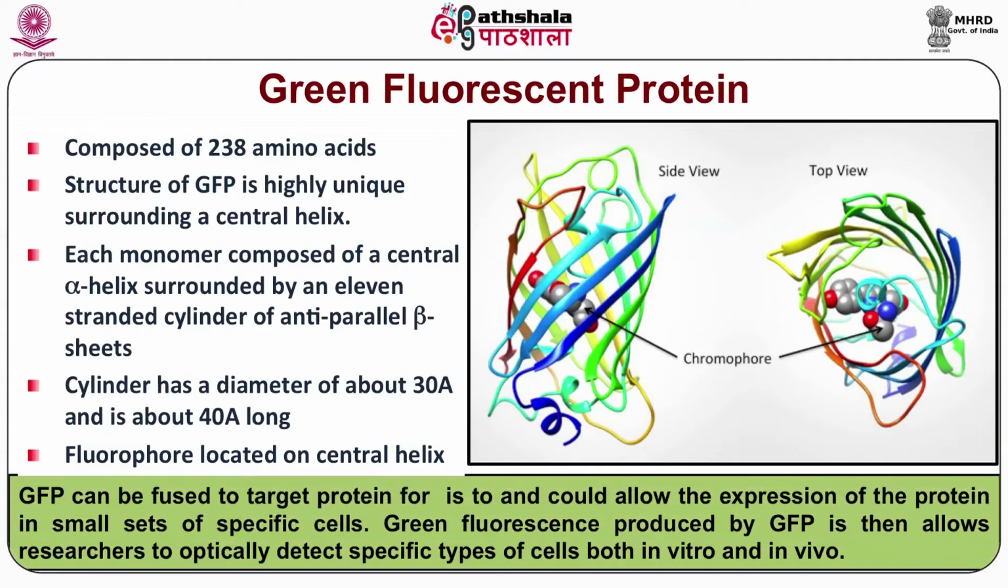Green fluorescent protein can be used to target proteins and allows the expression of protein in a small set of specific cells. Green fluorescence produced by green fluorescent protein then allows the researcher to optically detect a specific type of cells both in vivo and in vitro.